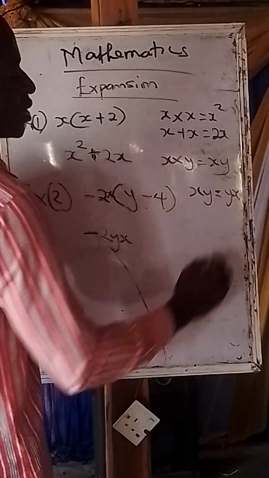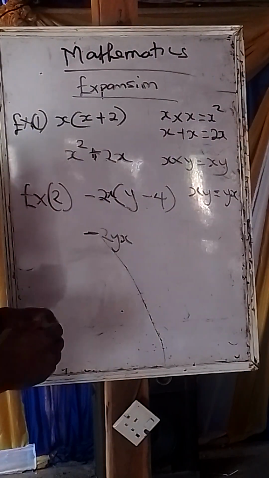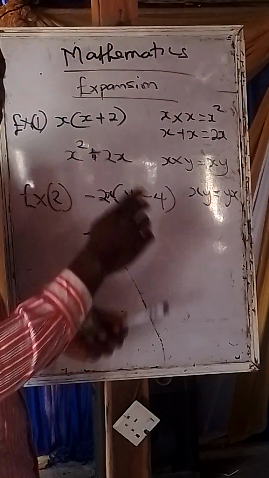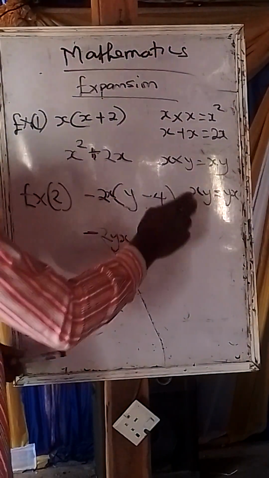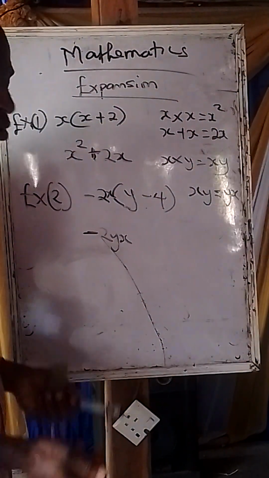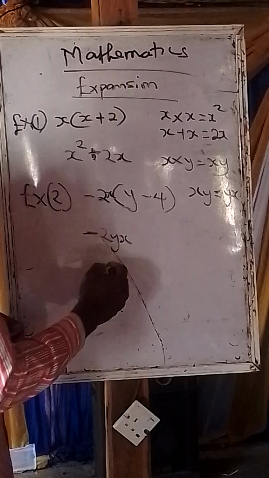It's the same thing. Commutative means that if you change the position of the letters, it's still giving you the same thing. Do you understand? xy and yx is the same thing. So don't be disturbed about that.